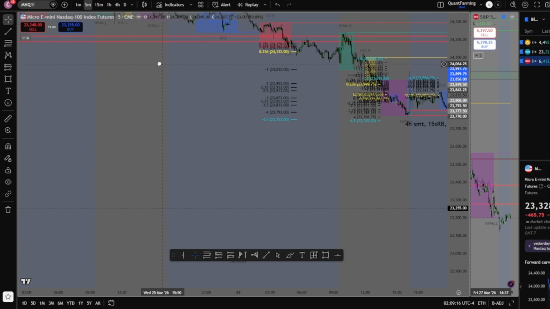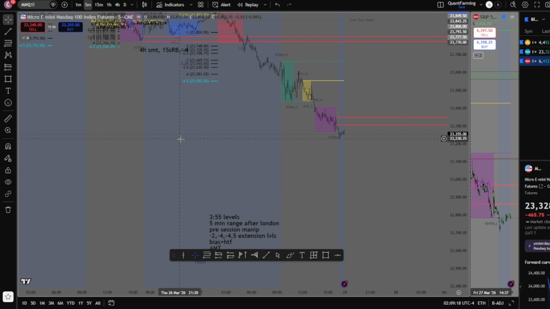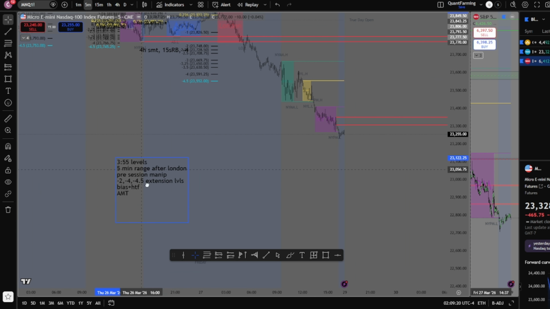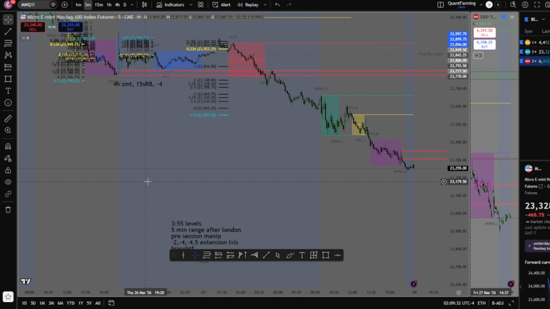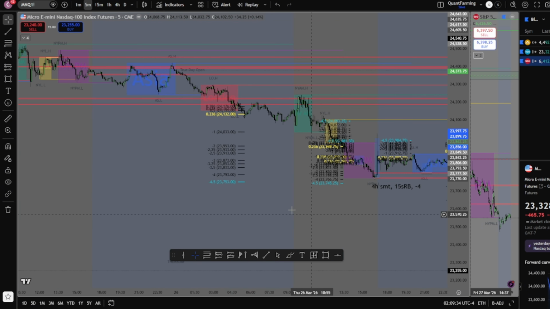But before we get into any more trade examples, I do want to run through the rest of these confluences and things that I look for. And then we'll go over some live trading examples. So we went over the 5-minute range after London. We went over the pre-session manipulation. We could go a little bit more into that.